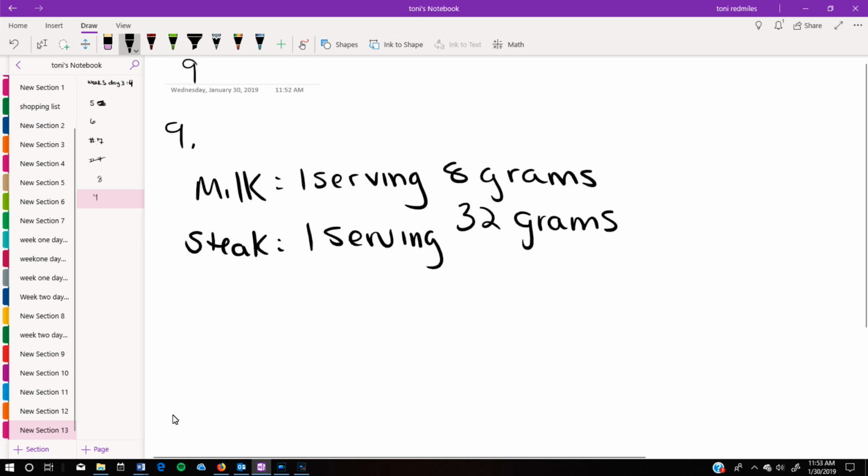Write and solve an equation to find the number of servings of milk needed to get the same amount of protein as there is in 1 serving of steak. Okay, so first we got to write this equation and then we got to solve. So I know that I want them to be equal. I want the grams of protein in milk to equal steak.